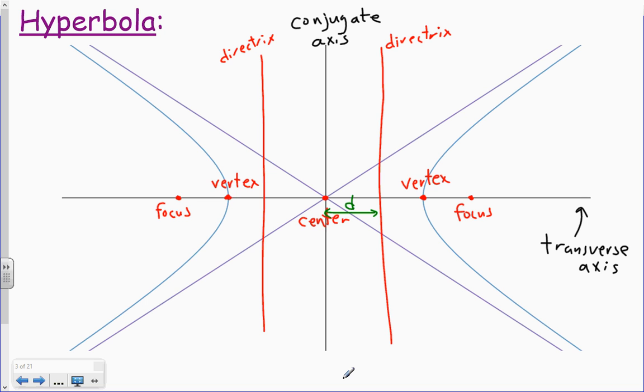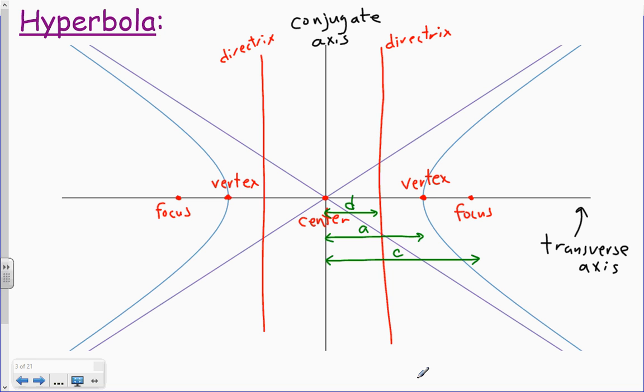If you measure the distance from the center to the vertex, which I'll draw this way horizontally, that distance there is the transverse radius, and so we label that as A. Notice it's the transverse radius as opposed to the major radius, like with the ellipse. And then finally, if you measure the distance from the center all the way to the focus, which I'll mark as this, that distance is C, our focal radius. And again, you'll notice there that we've left out this value of B.